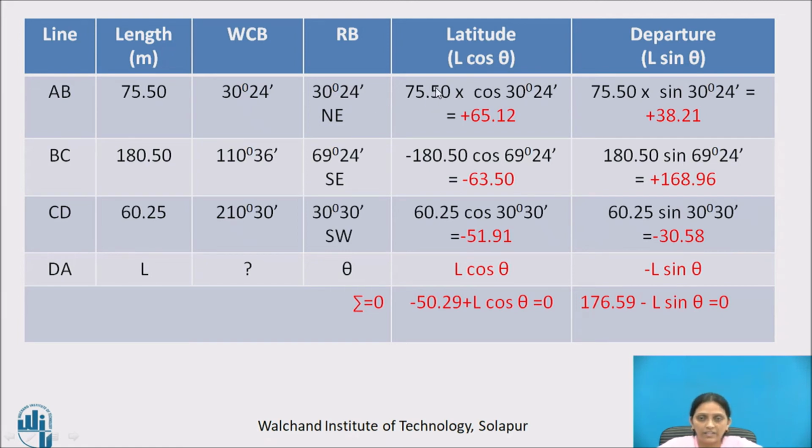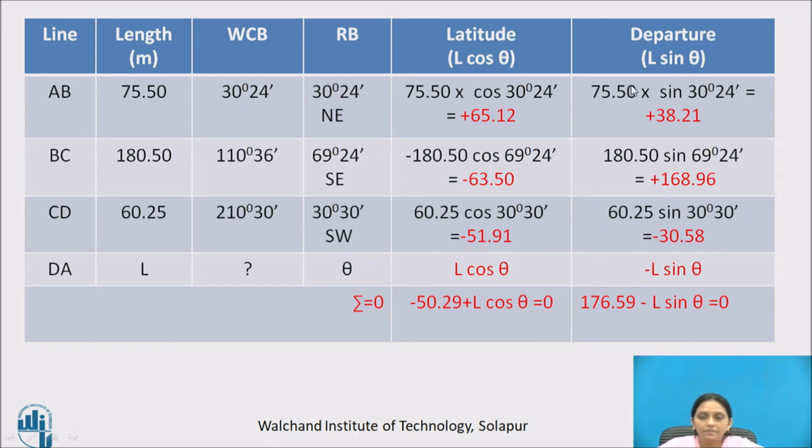As per the formula, latitude is L cos theta. So 70.5 into cos 30 degree 24 minute is plus 65.12. Similarly, for line BC it is minus 63.50. For line CD, it is minus 51.91. But for line DA, we don't know the length as well as the reduced bearing. We'll take L as the length and theta as the reduced bearing. So L cos theta is the latitude of line DA.